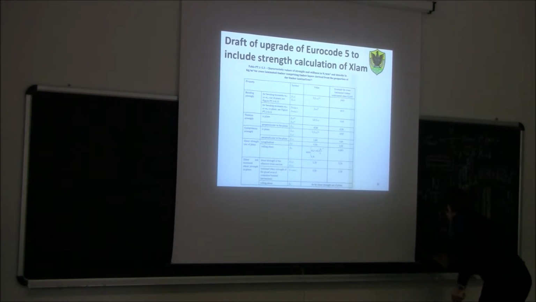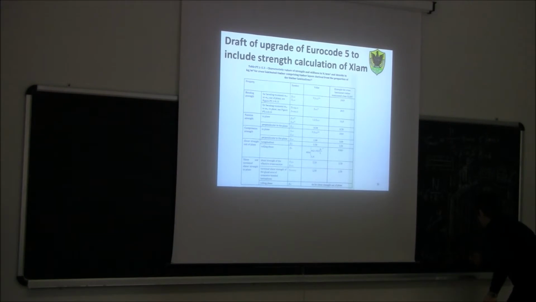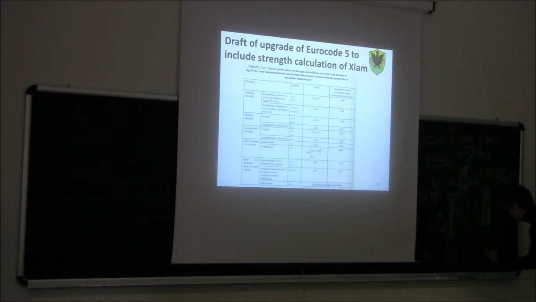Sigma Cy equals N over Td, less than Fcyd. Okay? So Fcyd will be K mod times Fcyk divided by gamma M. And this one, same thing. Okay?